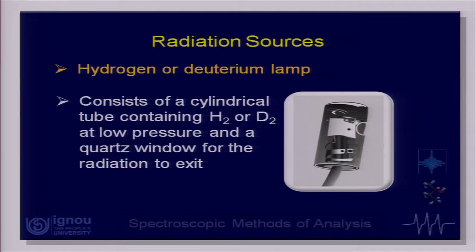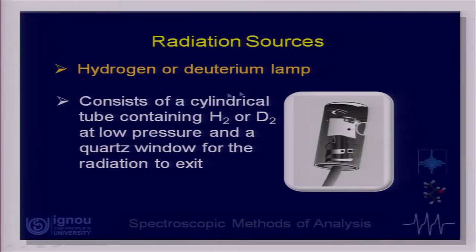Okay. Let us see what this hydrogen lamp is. Basically, the radiation source for the UV range happens to be the hydrogen or deuterium lamp. They are identical to each other; the only difference is the gas used in them. Essentially, a hydrogen or deuterium lamp consists of a cylindrical tube containing hydrogen or deuterium at low pressure, and there is a quartz window for the radiation to exit.